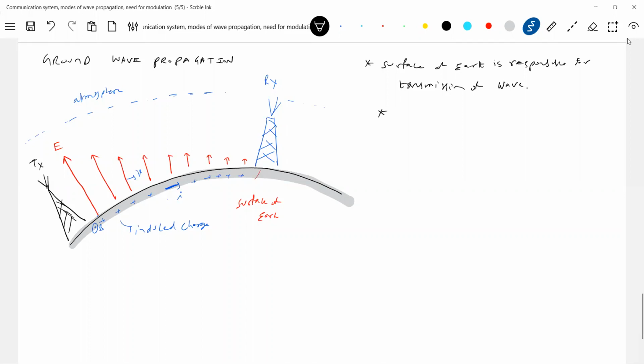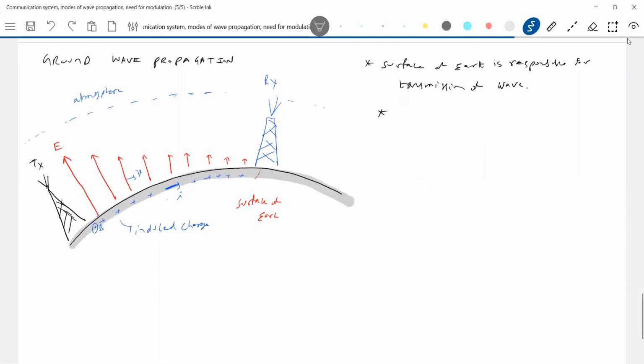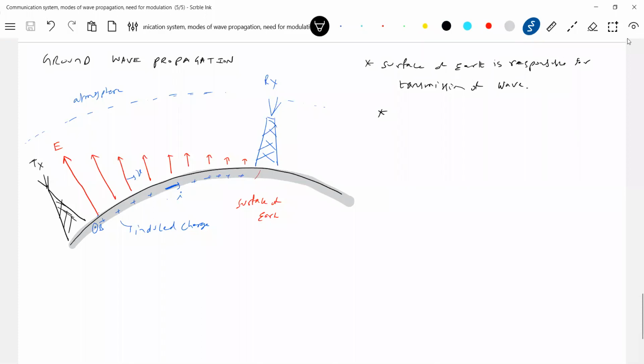And next, what will happen to the wave? Why does the energy get decreased here? Again, if you look at what happens to the wave when it is moving from one point to another point, what can be this transmitting distance?